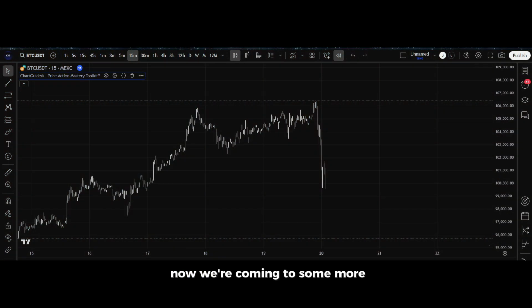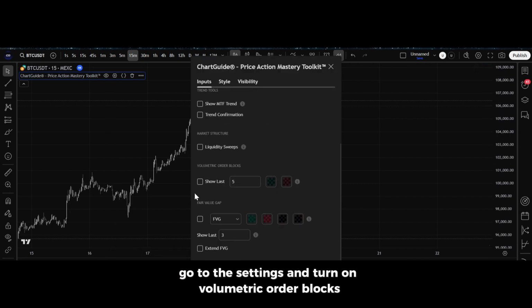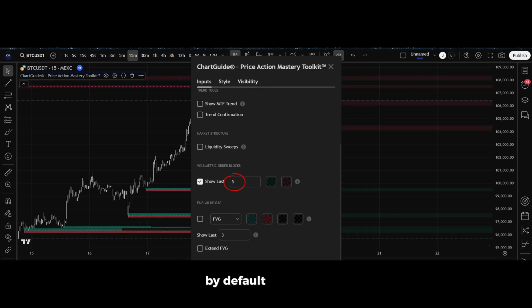Now we're coming to some more advanced trading topics: order blocks and fair value gaps. Let's start with volumetric order blocks. Go to the settings and turn on volumetric order blocks. You can also choose how many of the latest order blocks you want to see. By default, it's set to 5.